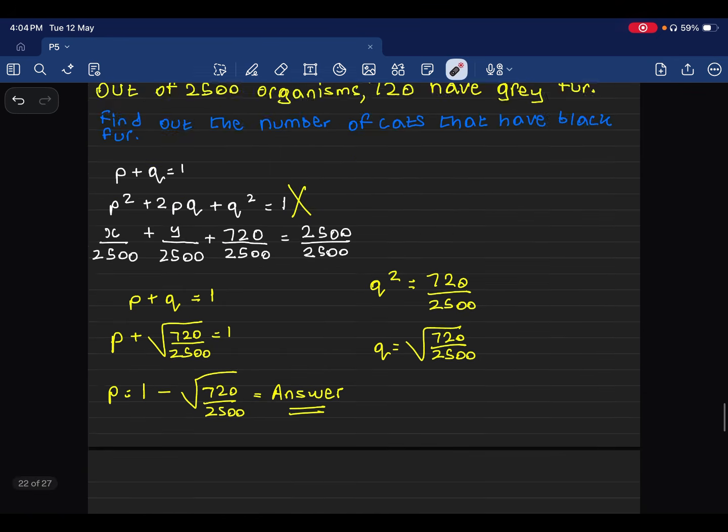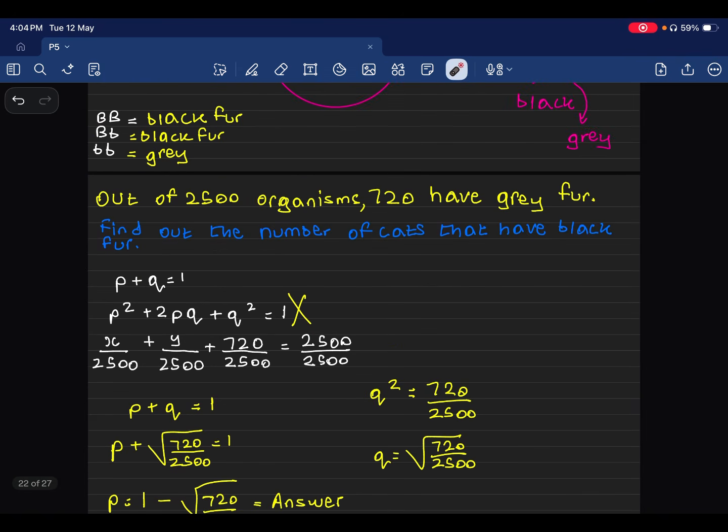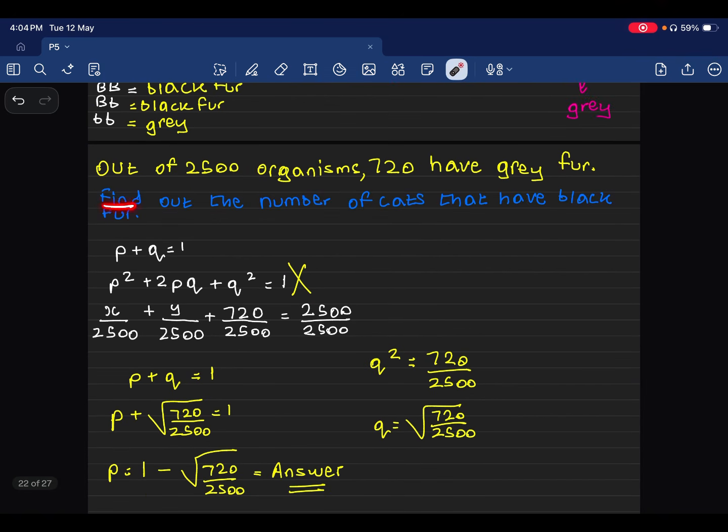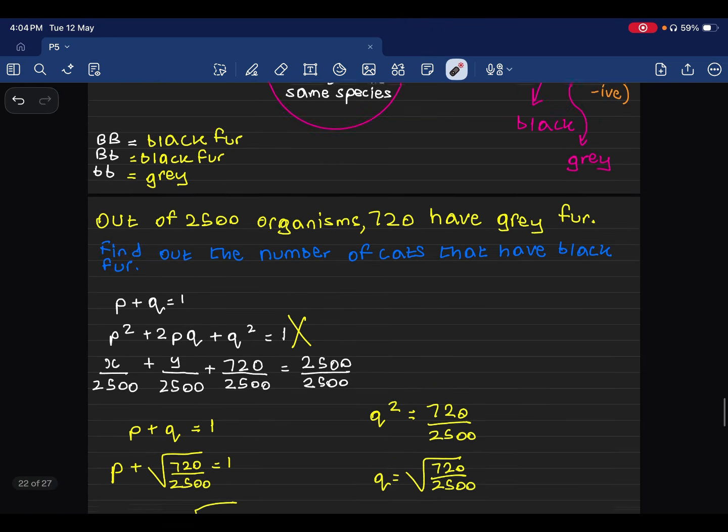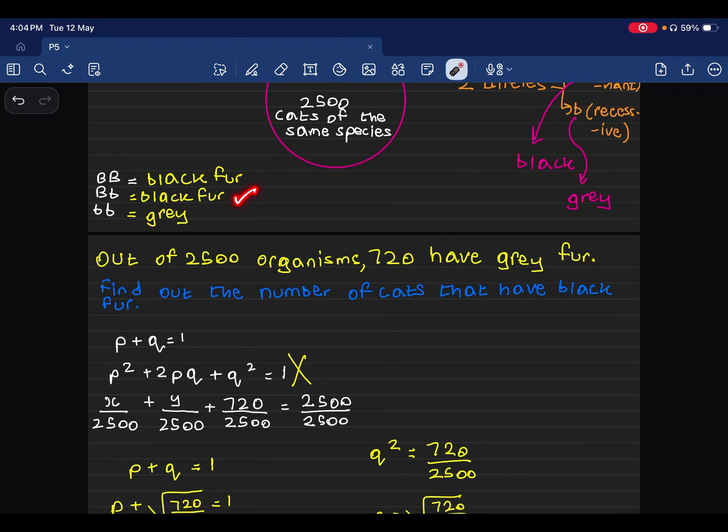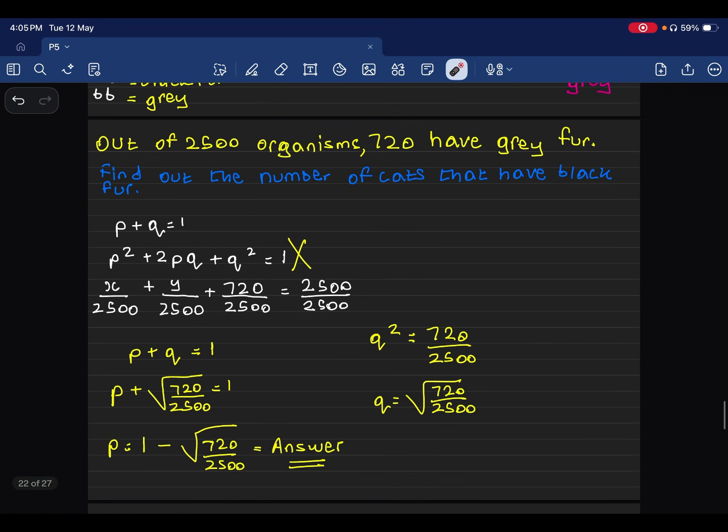Now, some of you might be thinking, and it's a good thing if you have this in your mind, the question said to find out how many have black fur. But black fur doesn't only mean homozygous dominant, right? It can also mean heterozygous. When did we take this into account? The thing you need to understand here is, take a look at 2pq. What was 2pq? 2pq is how many are heterozygous over total. And notice it had p and q both in this case.